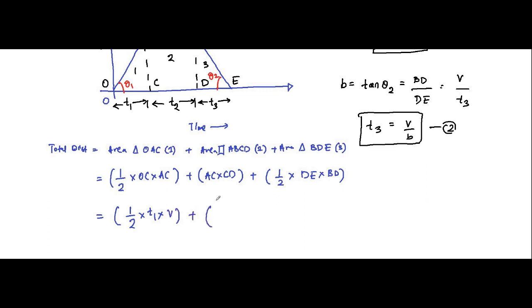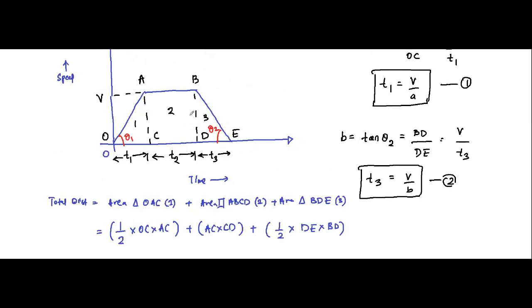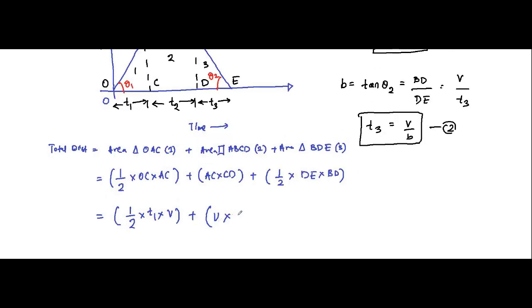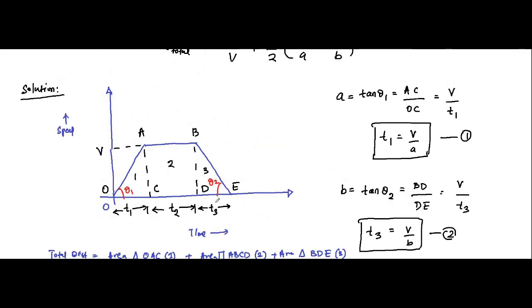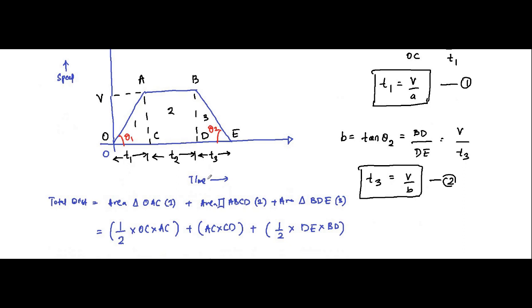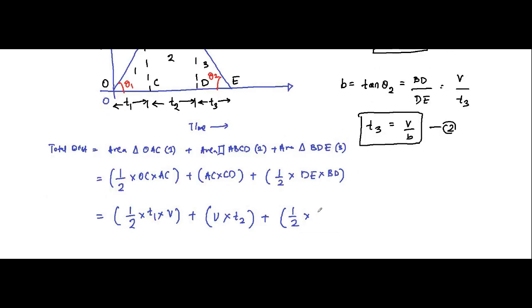Again here AC is equal to the maximum speed attained by the train, V, and CD is the time duration T2 for the constant velocity phase, the middle phase, which is V into T2. And again here DE is the time duration T3 for the final deceleration phase, and BD is equal to AC, which is the maximum velocity or speed attained by the train. So it is T3 into V.